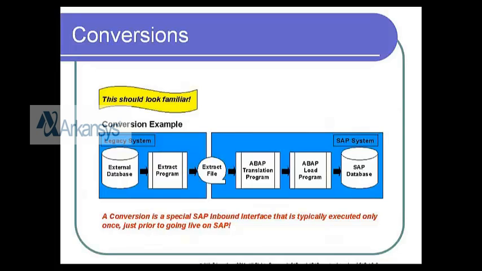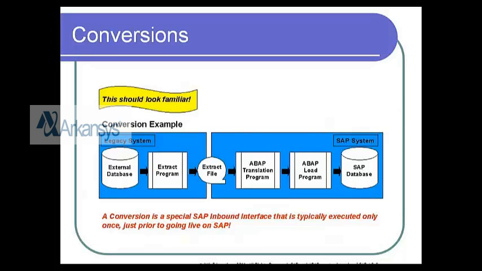You cannot simply copy and paste the data. There should be some validations that should be performed. The data should be converted to SAP format. For example, in SAP, the material number is an alphanumeric value with up to 18 characters. In your legacy system, you could be using something else, right? So this has to be converted to a format that is used in SAP. So for those requirements, we'll be using these conversion programs.